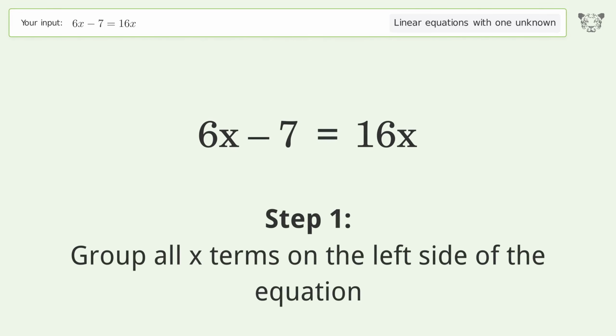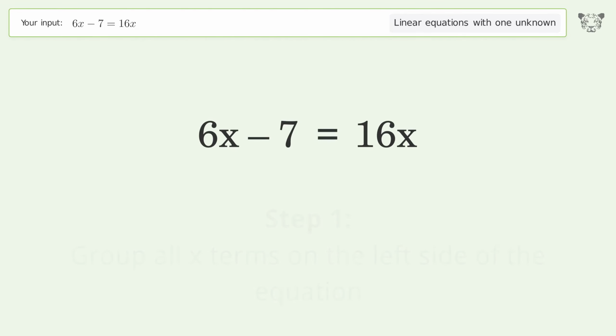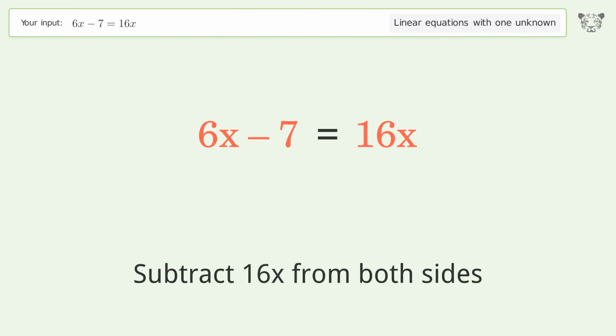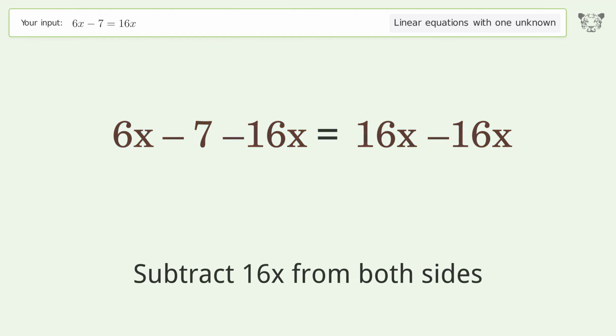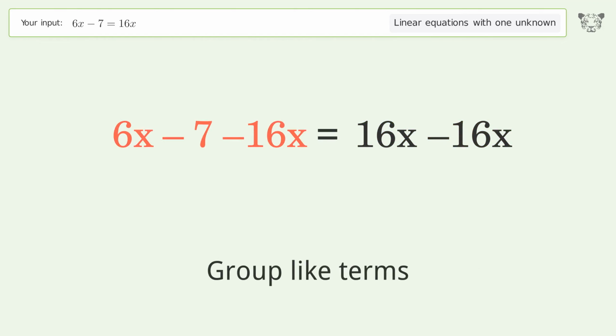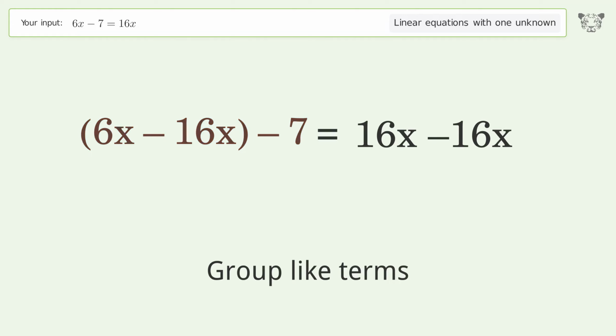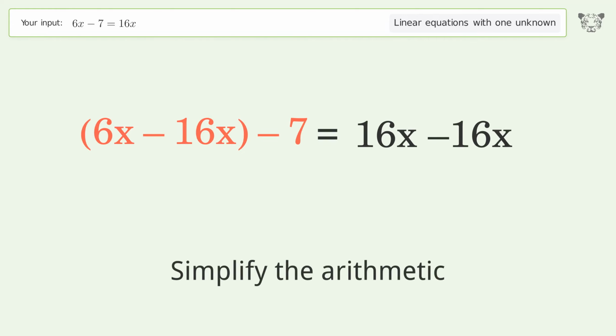Group all x terms on the left side of the equation. Subtract 16x from both sides. Group like terms. Simplify the arithmetic.